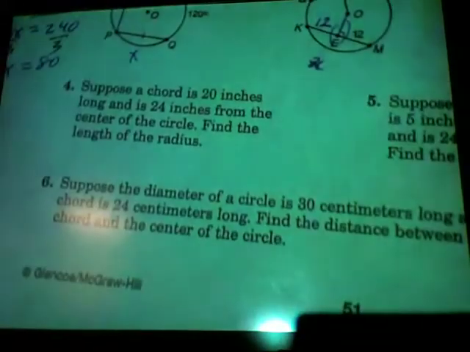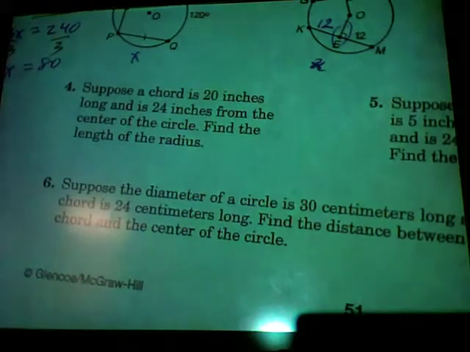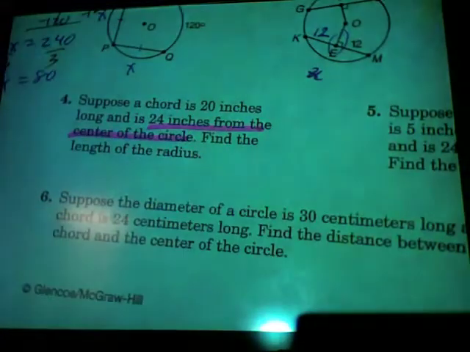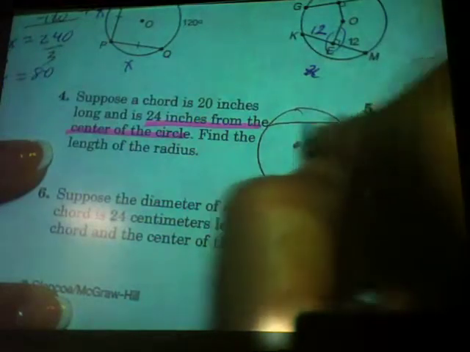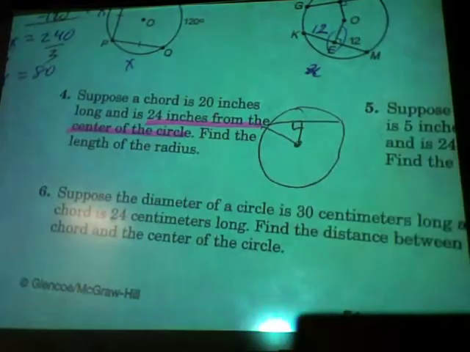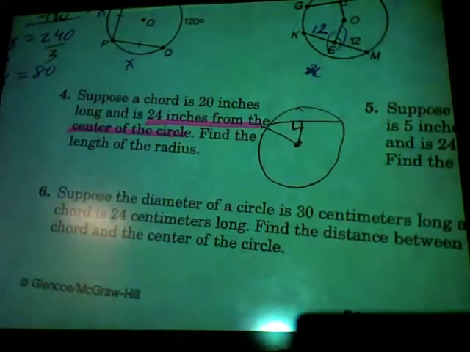All right, let's look at these ones where you have to draw your own picture. Suppose a chord is 20 inches long and is 24 inches from the center of the circle. Stop right there. The minute they mention that we are 24 inches from the center of the circle, I immediately will draw the following picture. And don't worry about making dimensions look correct. I immediately will draw a circle, a chord, a center, and a right triangle. I will always draw that same picture. And now I'm going to plug into that picture what they just told me.